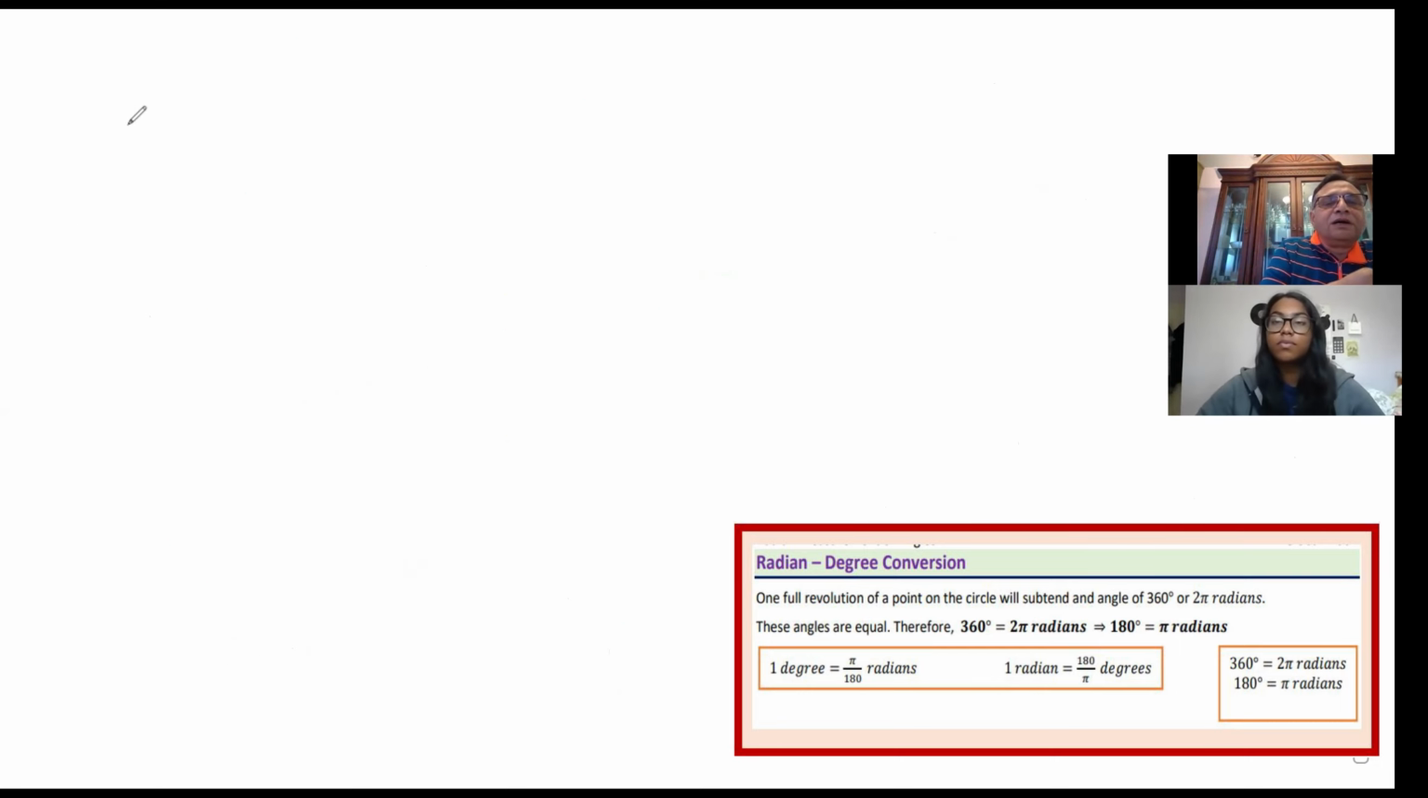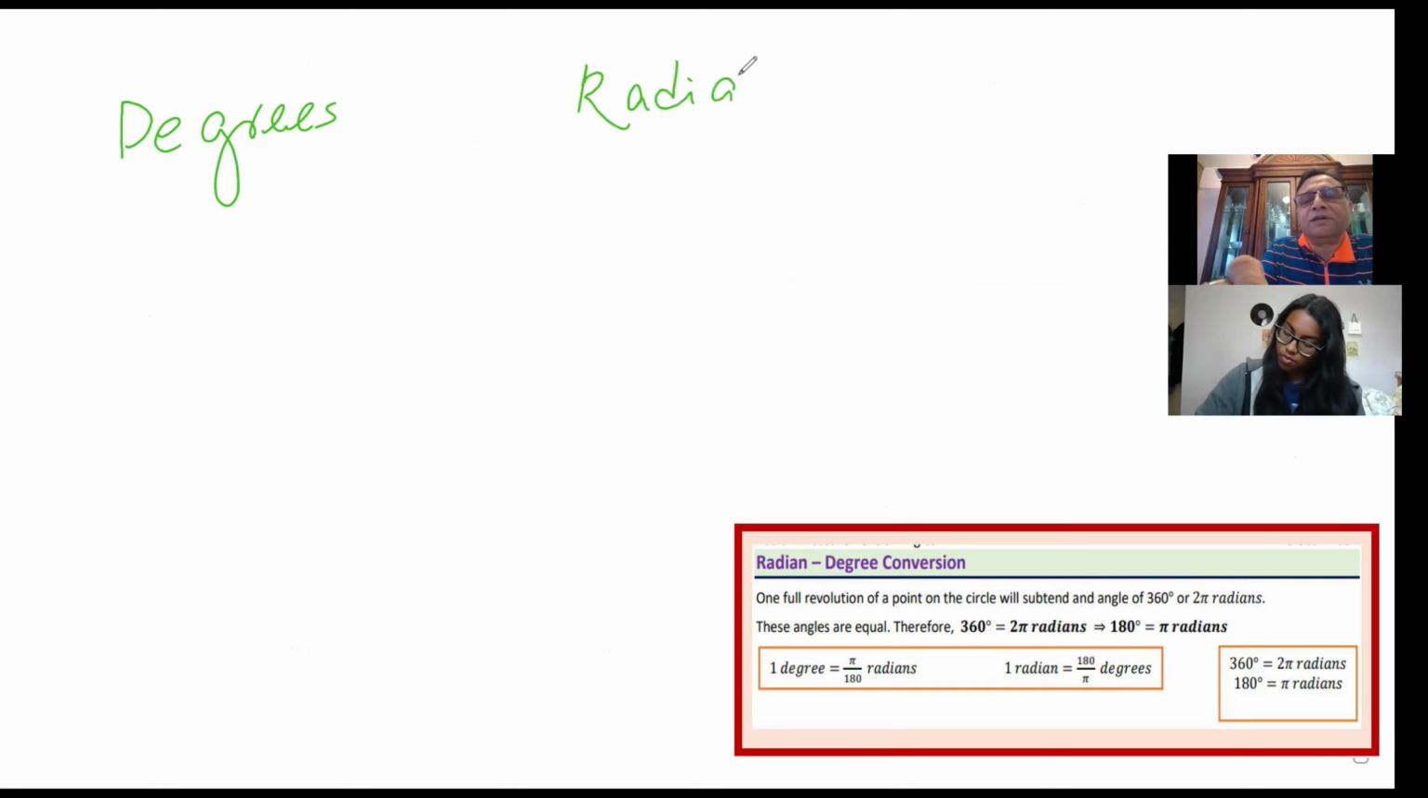Let's convert degrees to radians for some angles which are not that easy. What I'm trying to say is you may use a calculator.